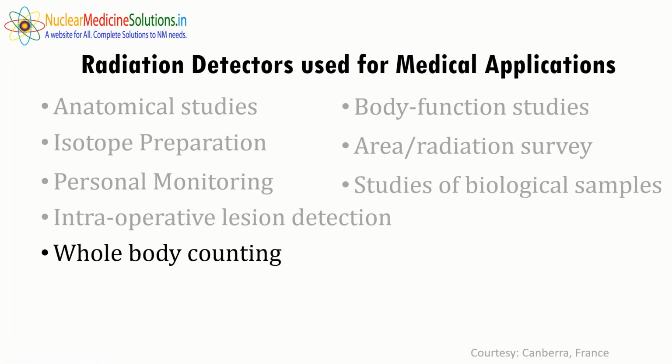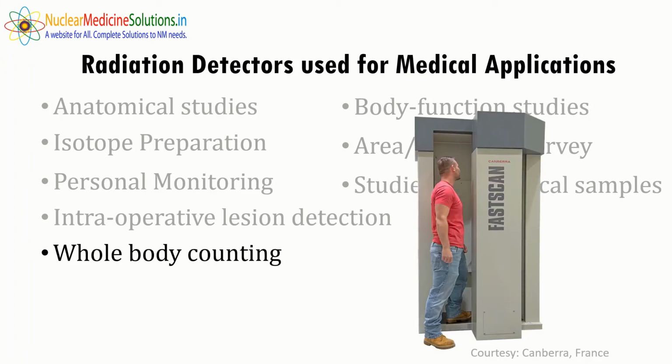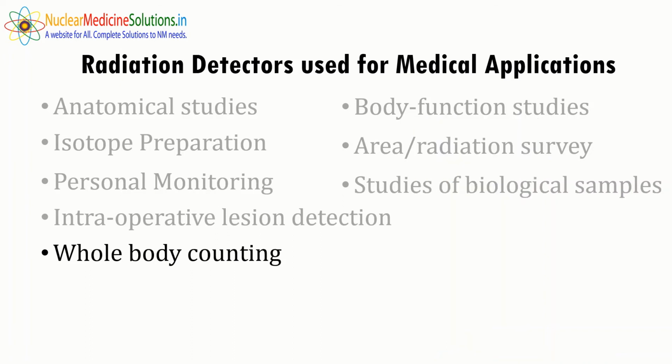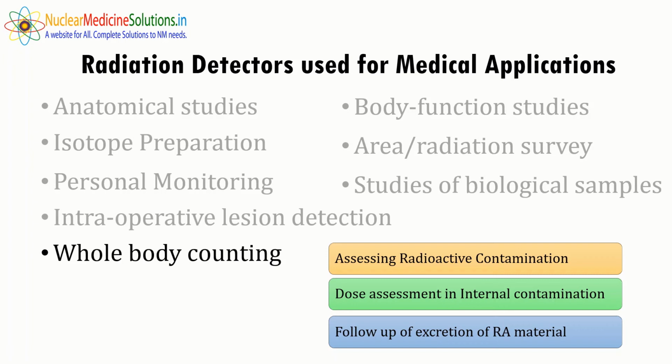Whole body counting is done for radioactive contamination or to see distribution of radioactive material in the entire body. Whole body counting machines look like this, and this is the picture of a whole body counter from one of the manufacturers. They are used for assessing radioactive contamination, or to examine internal distribution of radioactive material, or in the case of follow-up to see the excretion of radioactive materials.